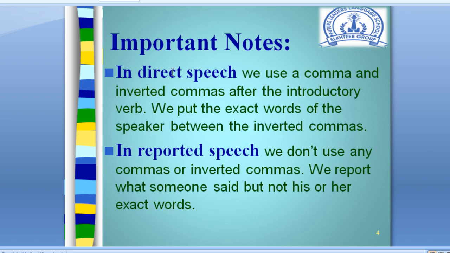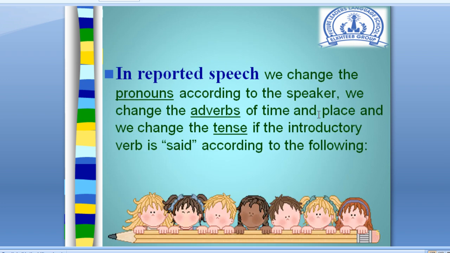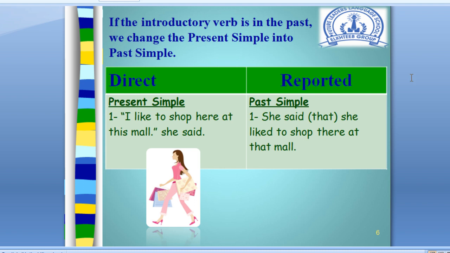Important notes. In direct speech, we use a comma and inverted commas after the introductory verb. We put the exact words of the speaker between these inverted commas. In reported speech, we don't use any commas or inverted commas. We report what someone said, but not his or her exact words. In reported speech, we change the pronouns according to the speaker. We change the adverbs of time and place, and we change the tense if the introductory verb is said in the past, according to the following.